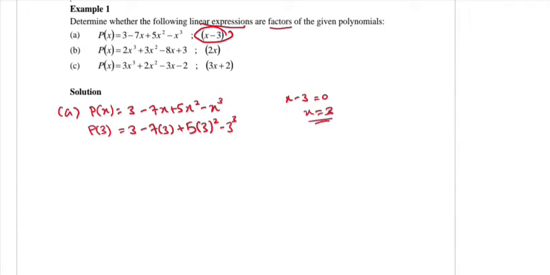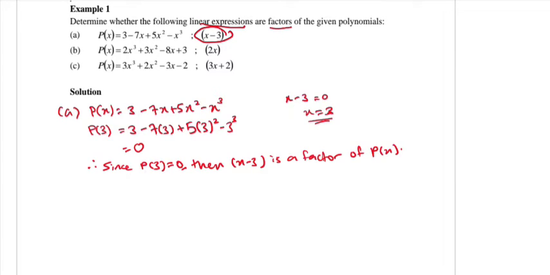And let's see what we get here. Simplify and calculate. You can press it using your calculator and you will see that the answer is 0. Hence, since P(3) is equal to 0, then x minus 3 is a factor of P(x). What's important here is that the remainder is 0, which means that it doesn't have any remainder. So if it doesn't have any remainder, then x minus 3 is a factor of that polynomial. Now let's check for question B.